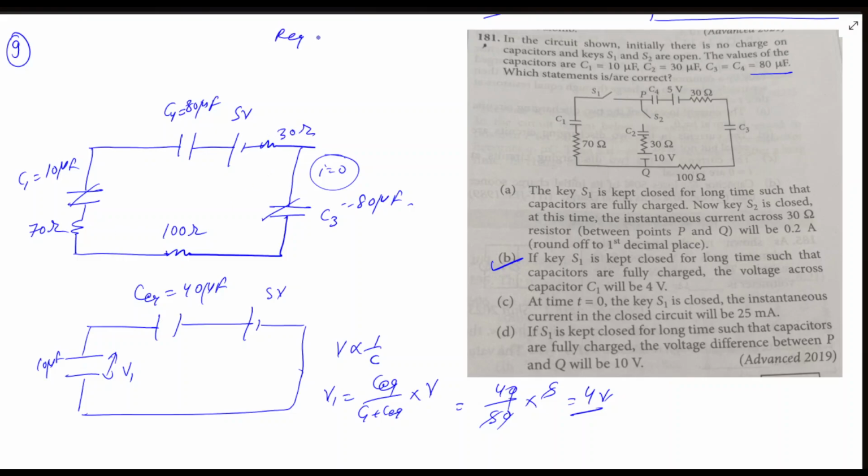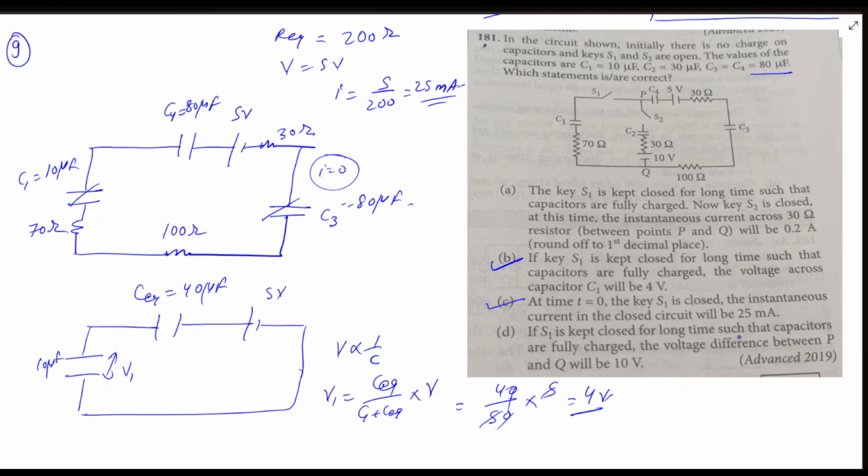So the R equivalent, they are in series, so it will be just the sum of them. So it will be 200 ohm and V is 5 volt. So the instantaneous current just after it is closed will be 5 upon 200. So it will be 25 milliampere, right? So C is also correct. Let's check D option now.